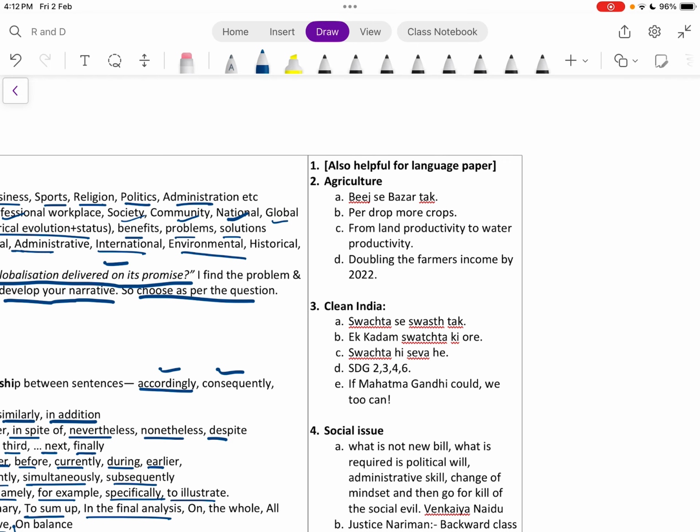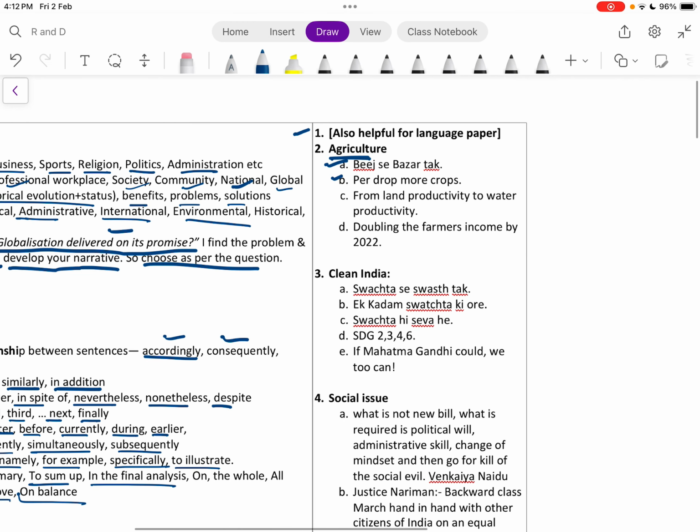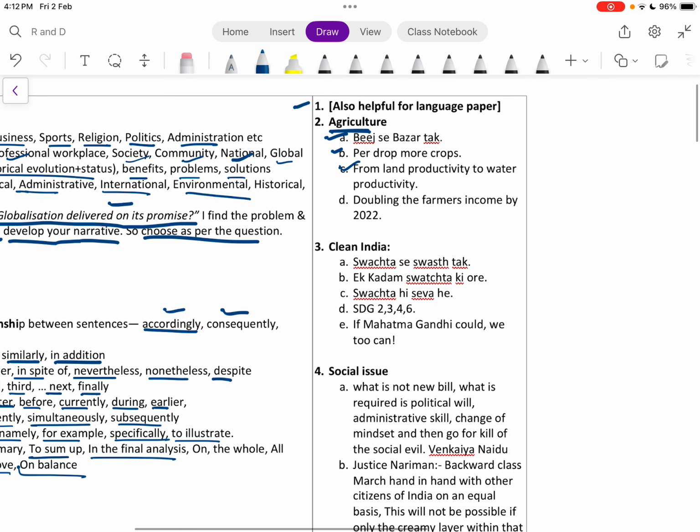Also helpful for language people. In agriculture: beej se bazaar tak, per drop more crop, from land productivity to water productivity, doubling the farmers' income.